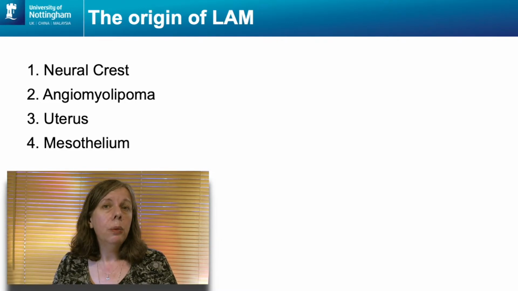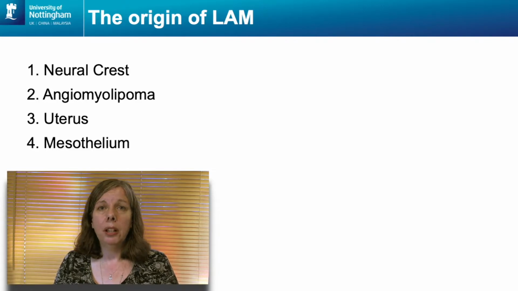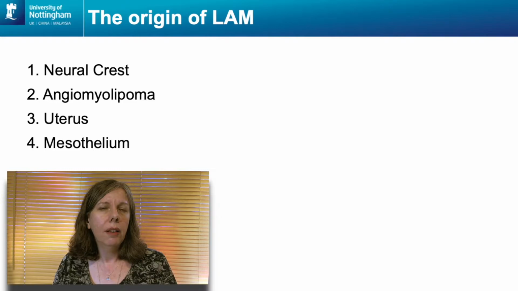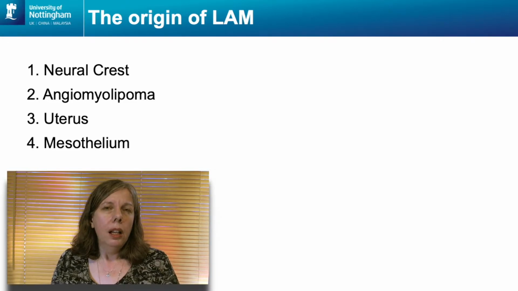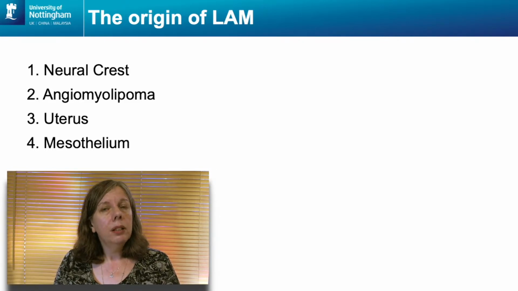The second idea was that angiomyolipoma could be the site of origin for LAM, but not all LAM patients have an angiomyolipoma. Now, the favoured idea seems to be that LAM cells come from the uterus, and I'll explain why.